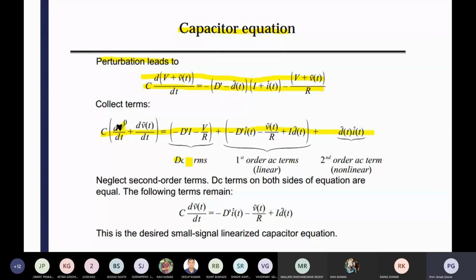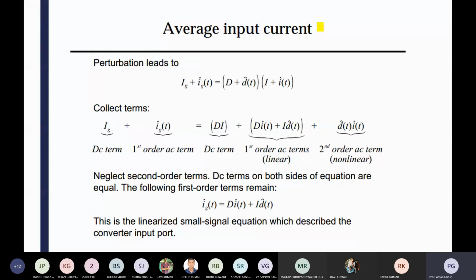In a similar manner, for the average input current, three equations are there. One is for inductor voltage, the second is capacitor current, and the third is the input current. The first two we have completed. The third one is for the expression of input current, which we are doing now. So, DC component again: input current Ig equals IG plus i cap G. So it has the DC term, the first order AC term, and the second order nonlinear term.